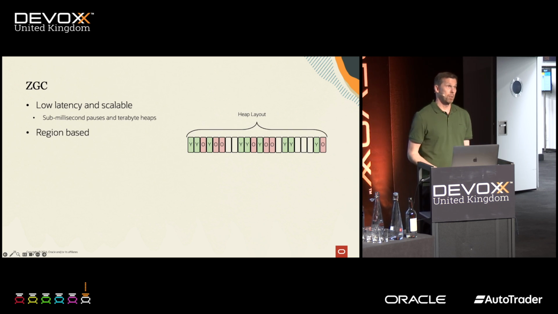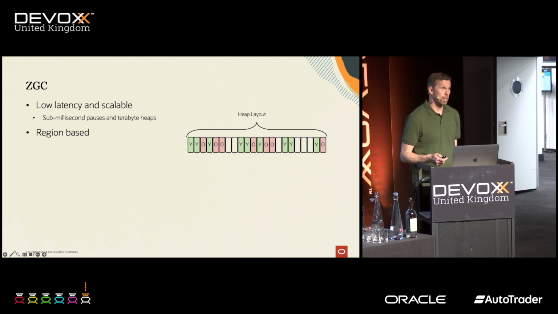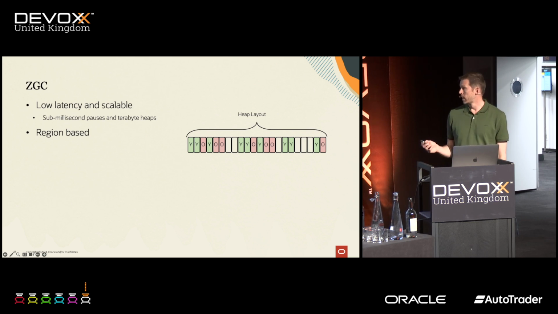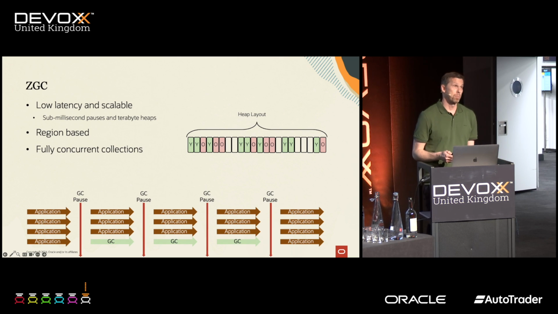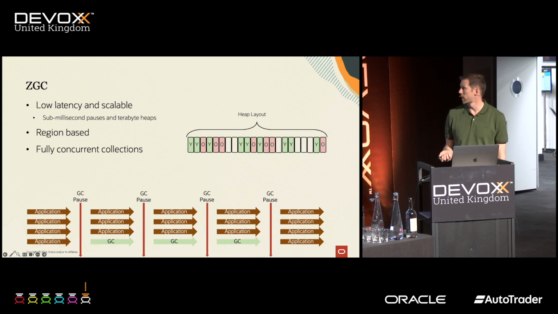CGC also has a region-based heap. From an overview, it's very similar to G1. Implementation details differ a bit, but still a very flexible heap layout similar to G1's. The big difference compared to G1 is that CGC does its collection work fully concurrent. So all the heavy GC work is done concurrently with Java application threads still running.